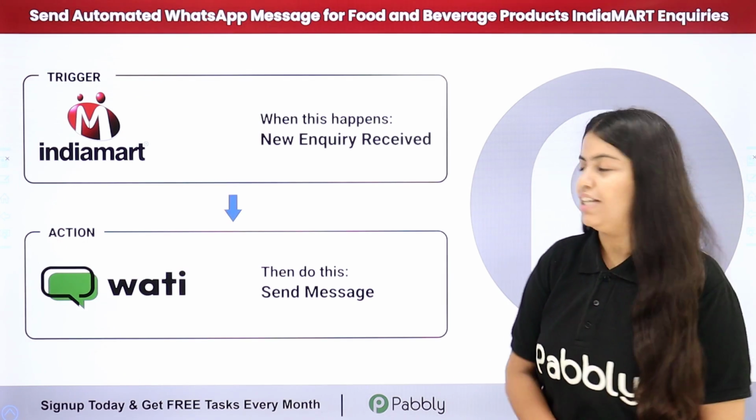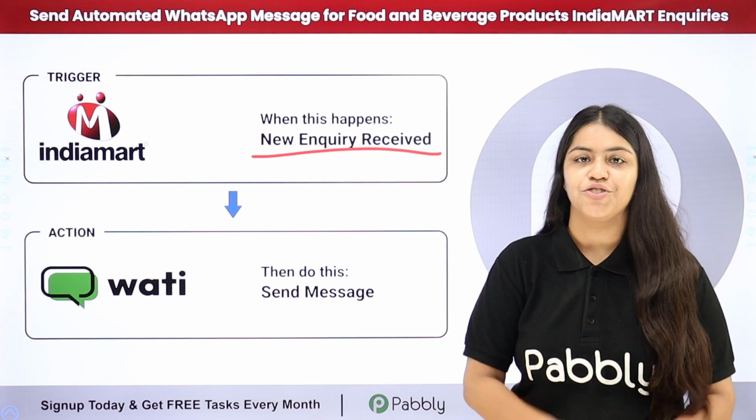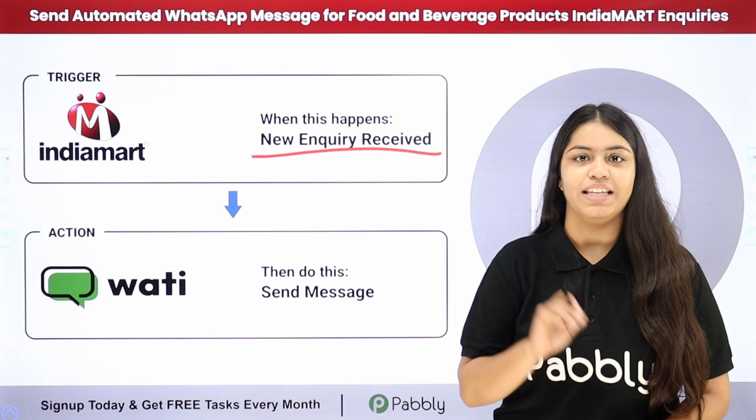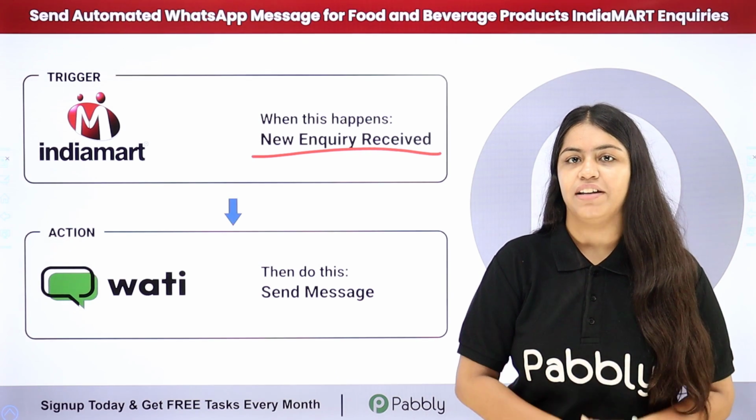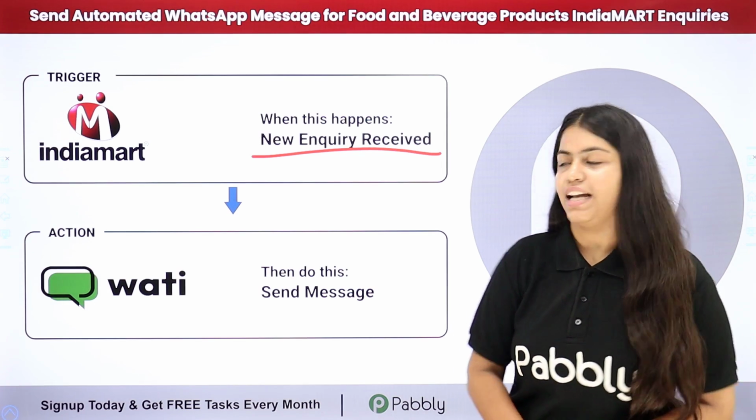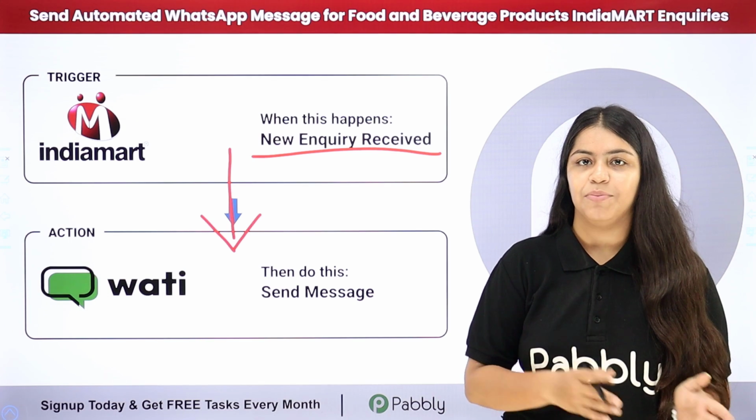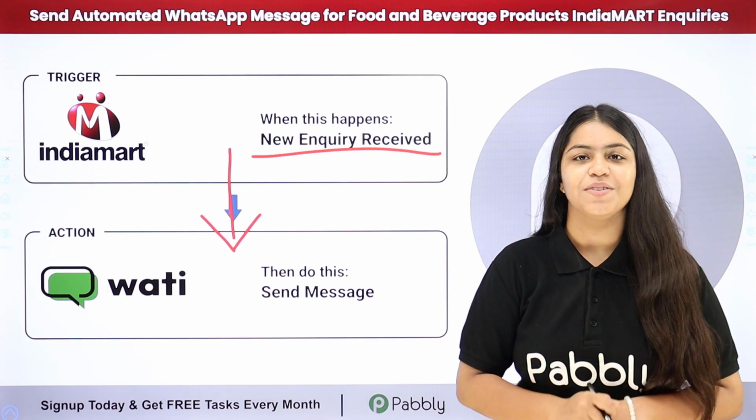So now what I want is that as soon as a new inquiry is received from my IndiaMART, automatically that lead should receive an automated WhatsApp message with the help of Vati. So I'm going to use Vati right over here to send an automated WhatsApp message. So for this, we are going to create a connection between IndiaMART and Vati. To create this connection without knowing any programming or coding language, we are going to use Pabbly Connect.